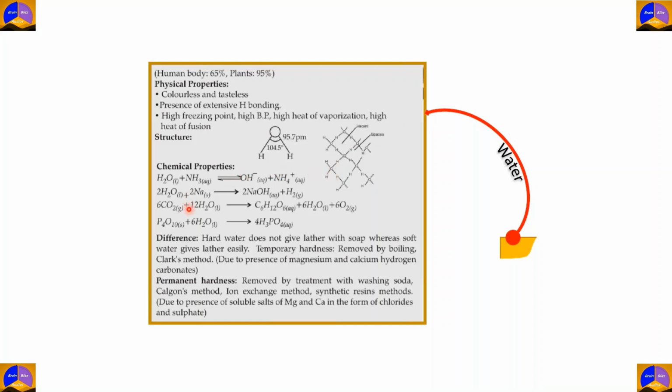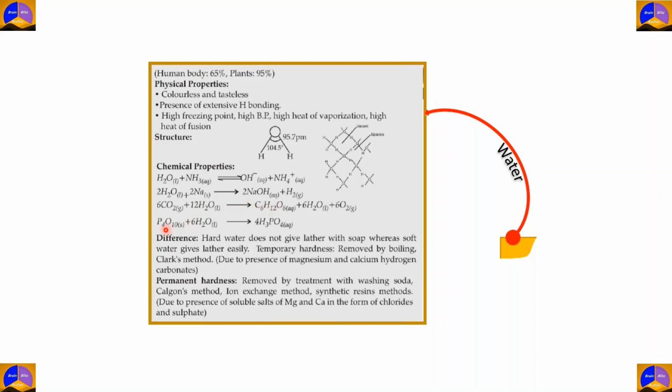The second and third reactions state that water can also do redox reactions. It is a good reducing and oxidizing agent. Now, in the second equation, water is reduced by sodium to get sodium hydroxide and hydrogen gas. The third equation is the equation for photosynthesis, where again, water is oxidized.